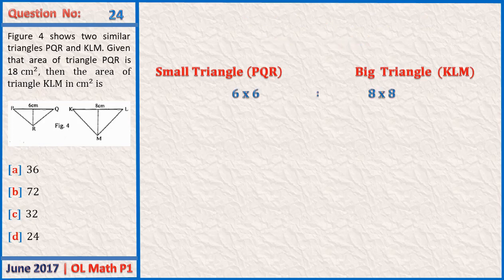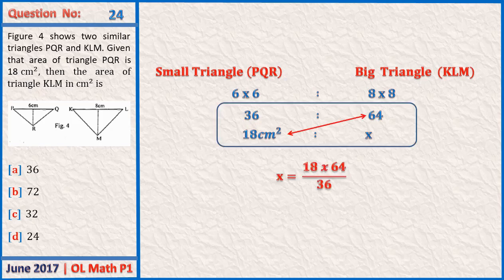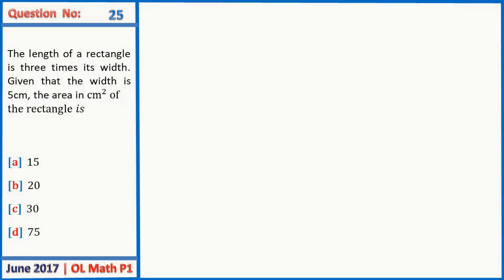So the area scale is given by 6 times 6 is to 8 times 8. So the area scale is 36 to 64. Now including the areas, since the scale is 36 to 64, 18 centimeters squared to x will give us x to be 18 times 64 divided by 36, and x gives us 32. Key C.